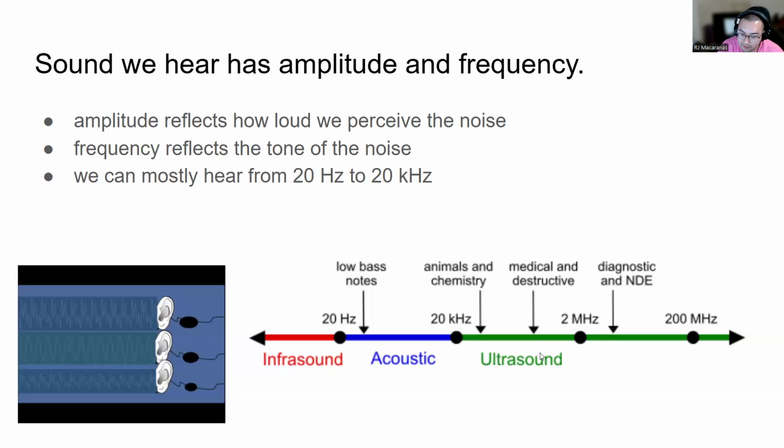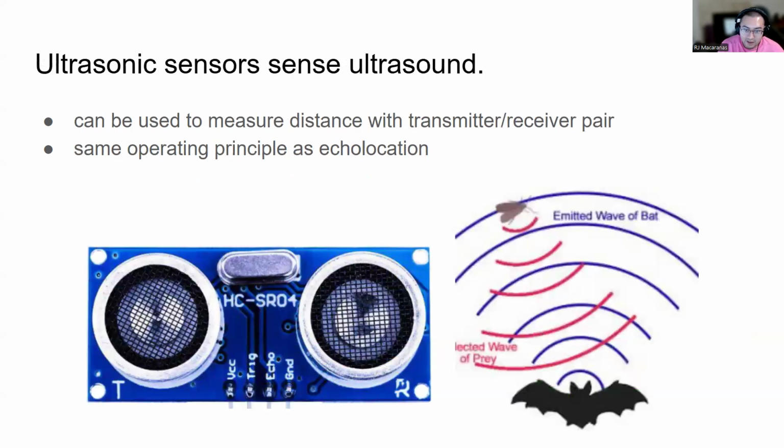Above our hearing is this ultrasound. And we actually have ultrasonic sensors in our kit as well, right? So this is the HC-SR04 ultrasonic sensor. It's printed right there. And they're typically used to measure distance. It's kind of like the same operating principle as a bat, right? So these bats will transmit a burst of ultrasound.